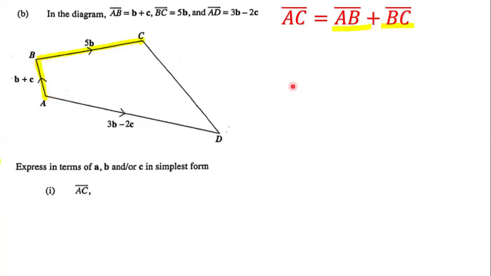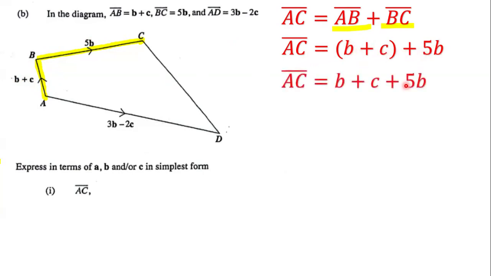Now what is AB? Well, AB is B plus C. And what is BC? BC is 5B, all right? And so AC is equal to B plus C plus 5B.